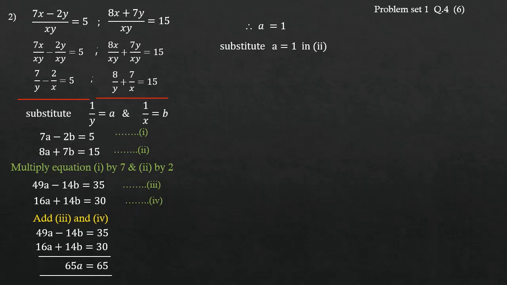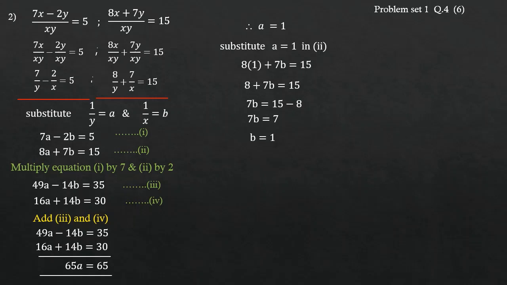Now substitute the value of a as 1 in any equation. So we prefer to substitute in 2, because equations 3 and 4 came from 1 and 2. So it is better to put it in 1 or 2, which are the original equations. So we are getting 8 into 1. This is our equation number 2. Here we have to substitute the value of a as 1. So we get 8 into 1 plus 7b is equal to 15. So 8 ones are 8 plus 7b is equal to 15. For finding the value of b, we shift 8 to the right hand side. That gives you 7b is equal to 15 minus 8. So we get 7b is equal to 7. So the value of b we obtained as 1.